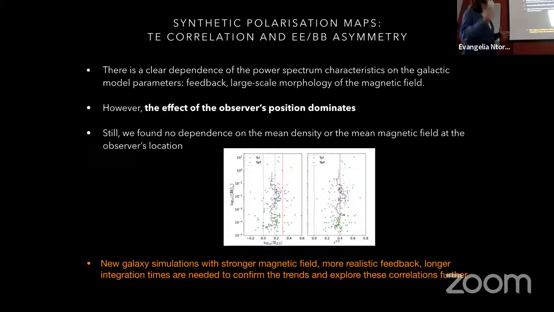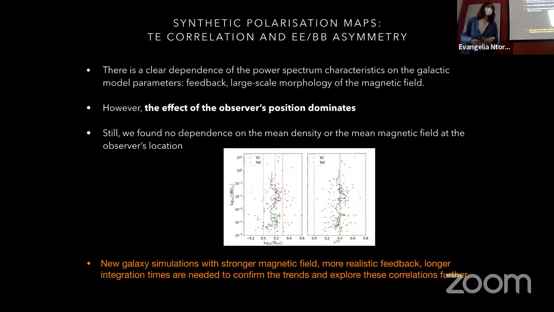So we found that there is a clear dependence of the power spectral characteristics on the galactic model, which is very interesting. Especially the presence of feedback makes a very big difference. But the effect of the observer's position dominates all of that. So it's sort of disappointing if this persists, because it means that we will never know if the trends that we observe from our position are just because we are here, and the spread is huge around these values. But still, we found no dependence of this RT and REB behavior with the mean magnetic field or with the mean density of the gas at the position of the observer.